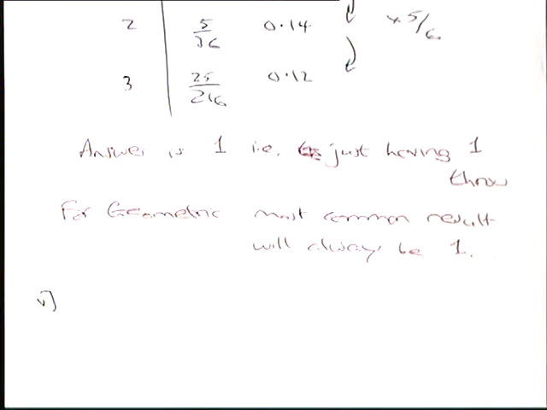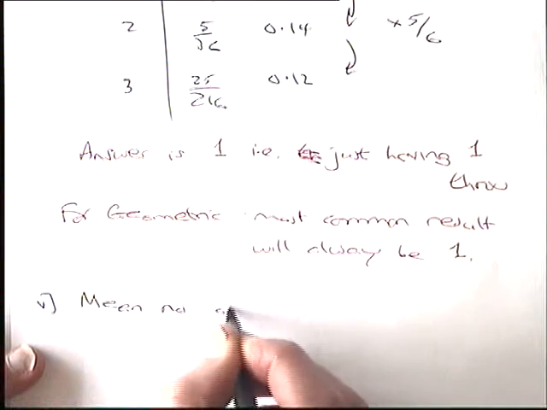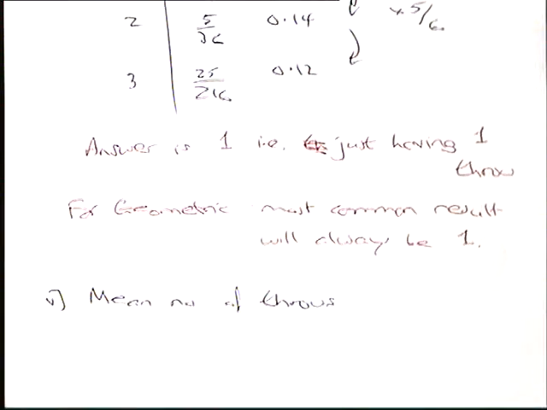Now, there's one thing I haven't taught you yet, which you need for part 5. Part 5 of the question said, what is the mean number of throws? Now, let's just think. We have got the probability of getting a 6 is 1/6. We want the mean number of throws. Does anybody have any ideas?